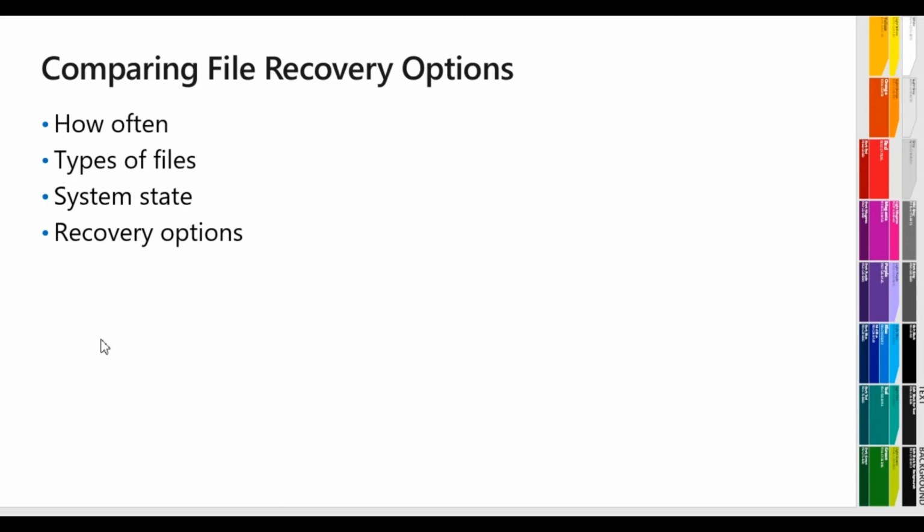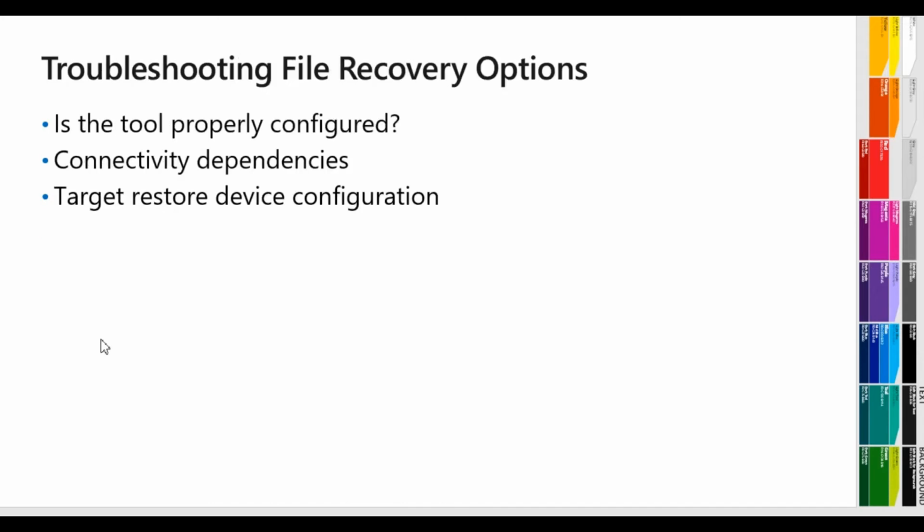Now, comparing file recovery options, it depends on how often, what type of files, system state, and what particular recovery options you're using. Troubleshooting file recovery options: whether the pool is properly configured, connectivity dependencies, target restore device configurations. During the configuration of file recovery time, you need to consider these options.